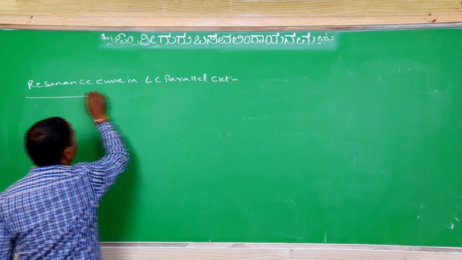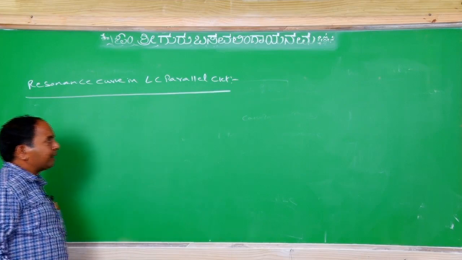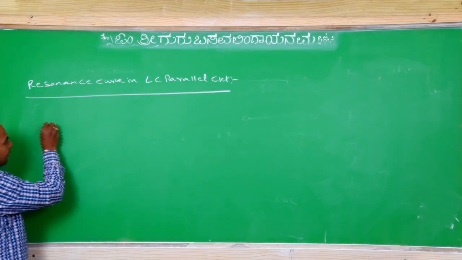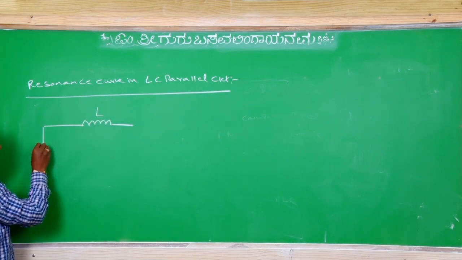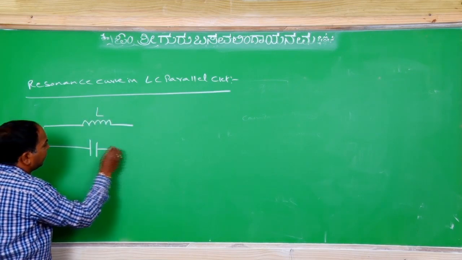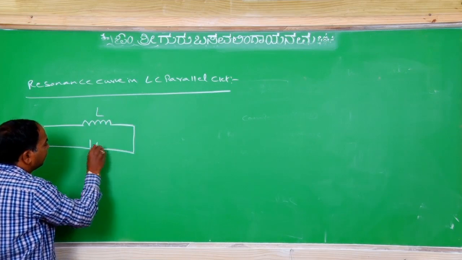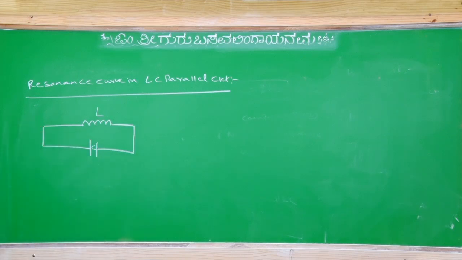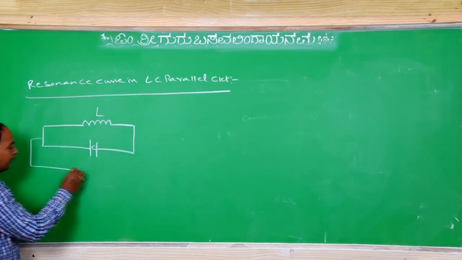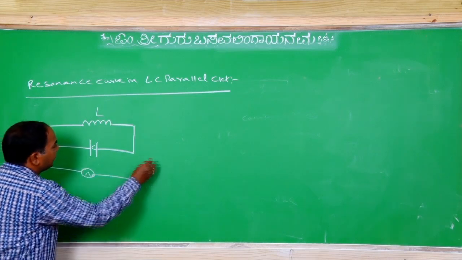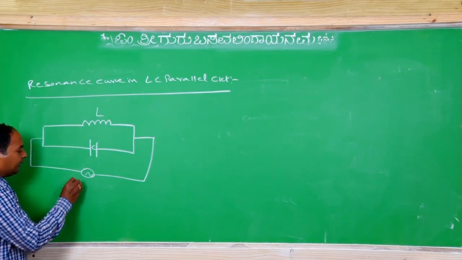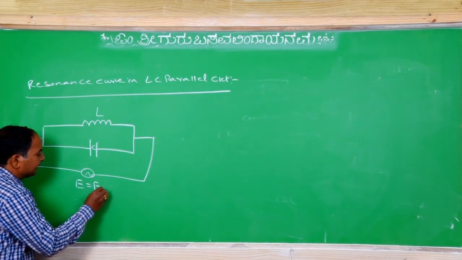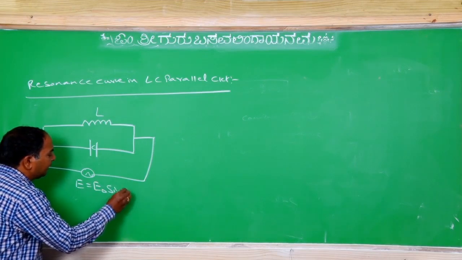Here already we know what is that one? LC parallel circuit. What is the LC parallel circuit? If this is considered as an inductor of coefficient of self-induction L, and this is considered a capacitor of capacitance C, and these two are connected in parallel to an AC source, then this is said to be an LC parallel circuit. Here the EMF is given by E = E naught sin omega t.